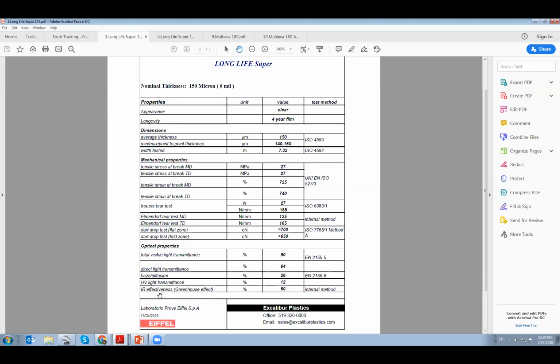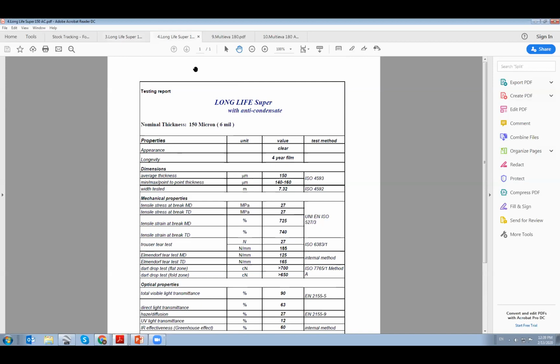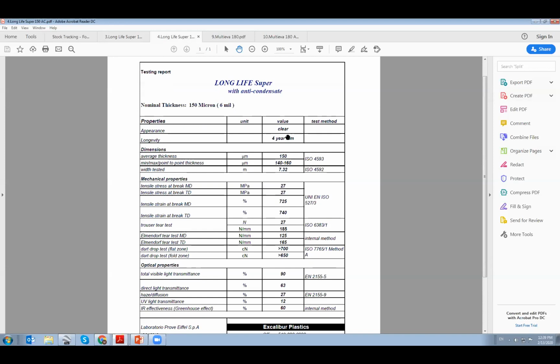Okay. Now, as far as the 6 mil poly, this is with anti-condensate. So this would be what we consider the inside layer. With our anti-condensate, our manufacturer injects it during manufacturing and it is not sprayed on. How that works is gravity helps the anti-condensate migrate through the layers, and it's activated every season. You can see here that the long life formula is formulated to withstand harsh weather conditions, including hail and heavy snow.